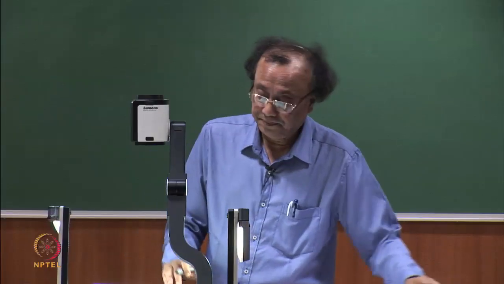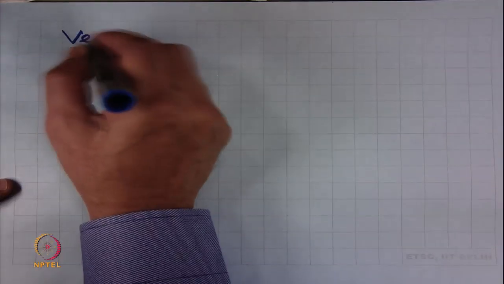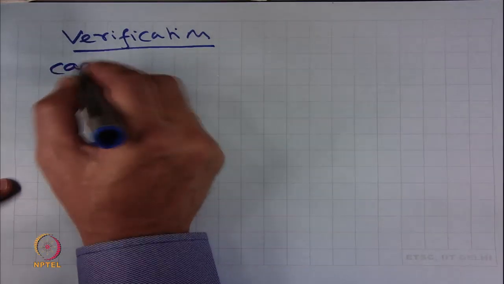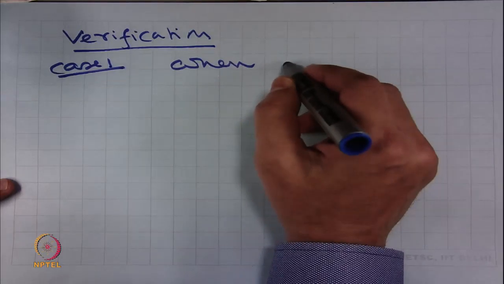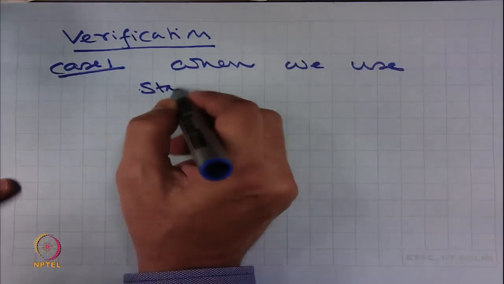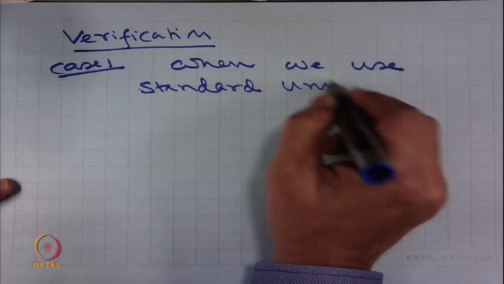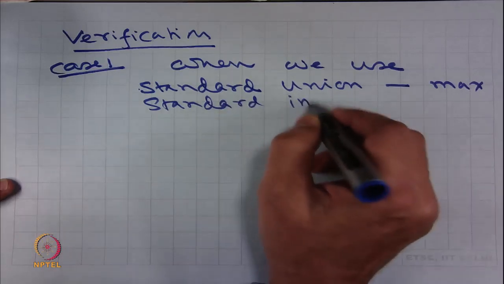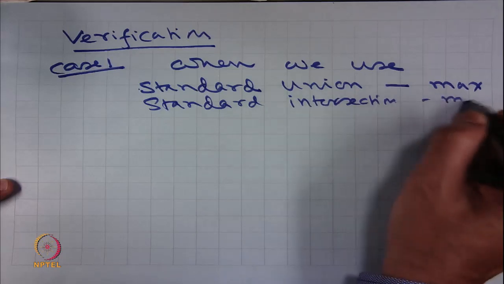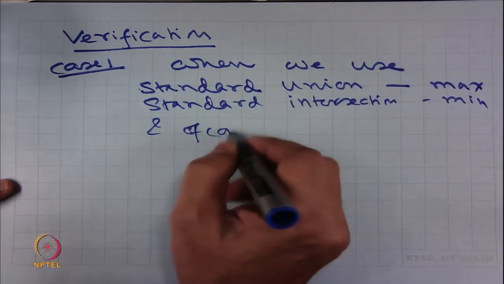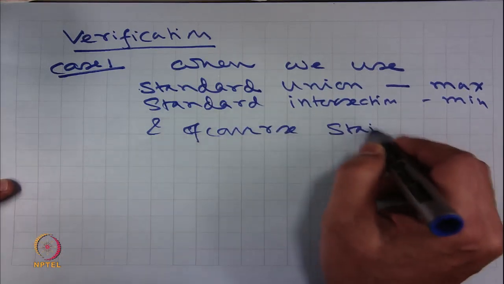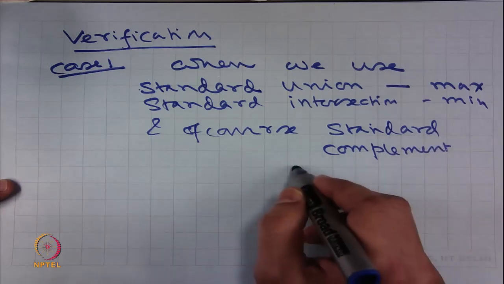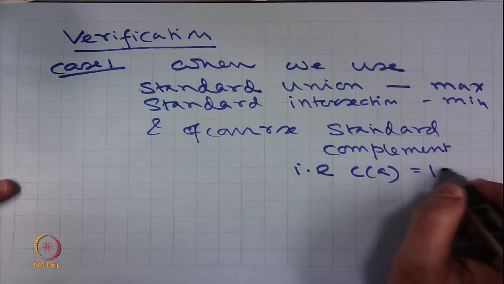So, let us verify. Okay, verification. Let us first verify it when we use standard union, that is max, standard intersection, that is min, and of course, standard complement, that is C of A is equal to 1 minus A.